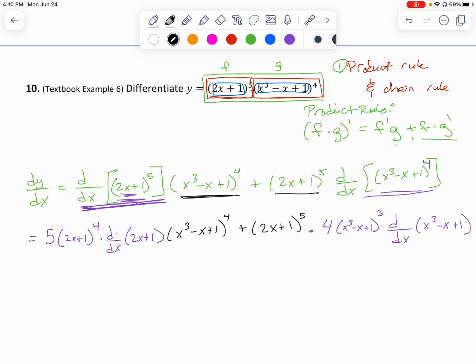Now I have some copying to do. This doesn't have any ddx. Anything that doesn't have a ddx is just going to get copied down. The only things I have to do are the ddx. So I'm going to copy this part down.